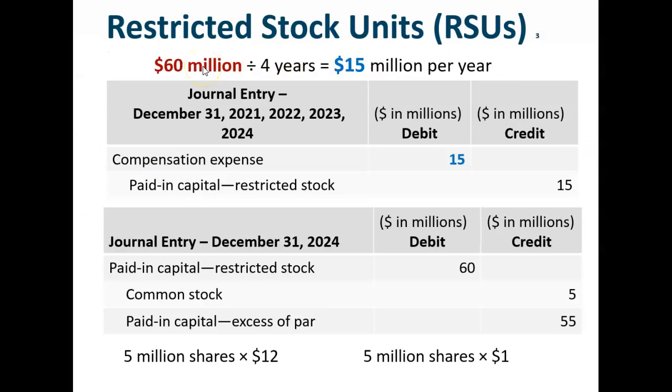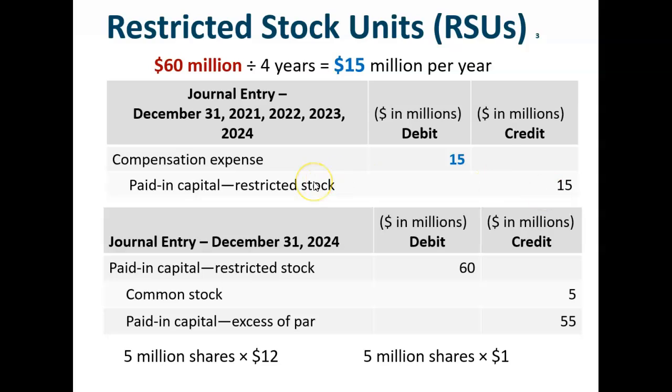Remember, however, that we account for the compensation expense in the years in which services are performed. If $60 million in compensation is to be awarded over 4 years, then we will recognize $15 million of compensation expense per year. The journal entry is made in each of the 4 years as a debit to compensation expense, $15 million, and paid-in capital - restricted stock, $15 million.